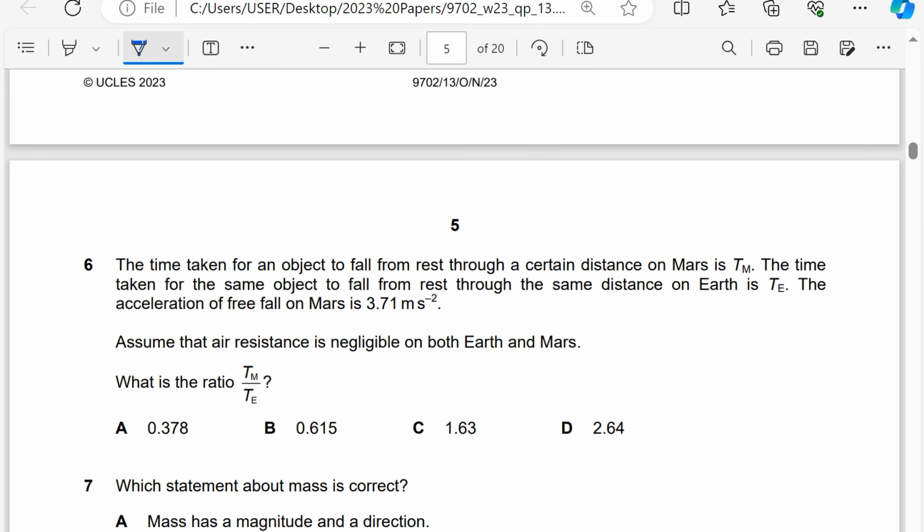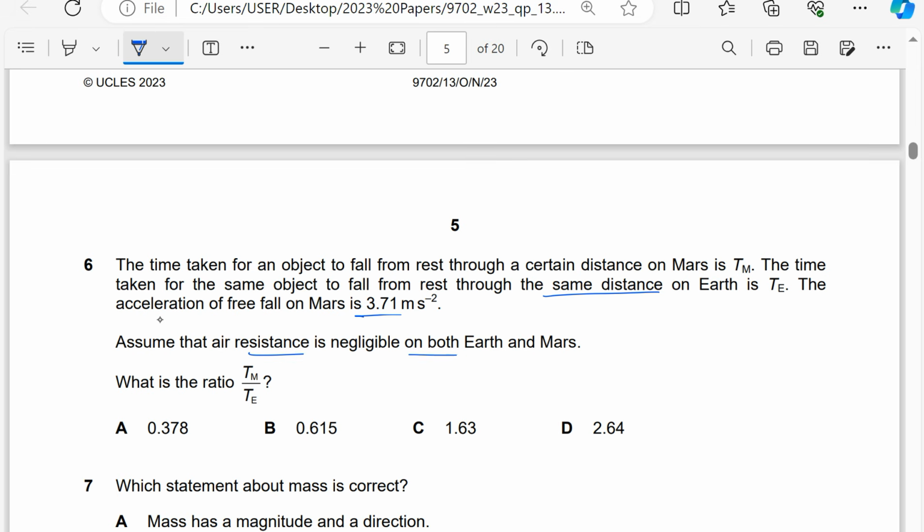The time taken for an object to fall from rest through a certain distance on Mars is Tm. The time taken for the same object to fall from rest through the same distance, h, on Earth is Te. The acceleration of free fall on Mars is 3.71. The air resistance is negligible on both Earth and Mars. What is the ratio Tm over Te?